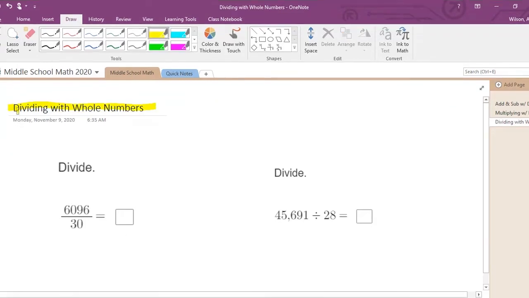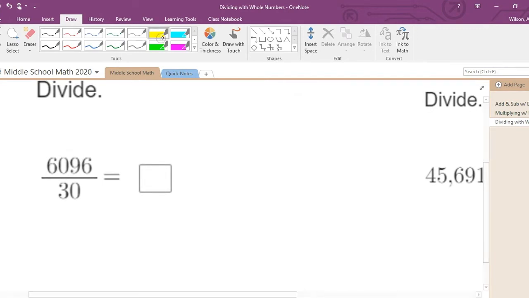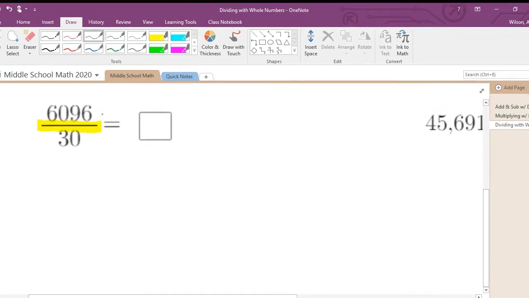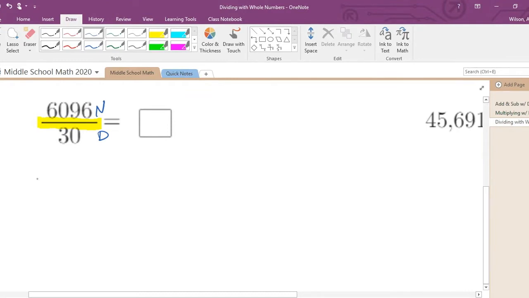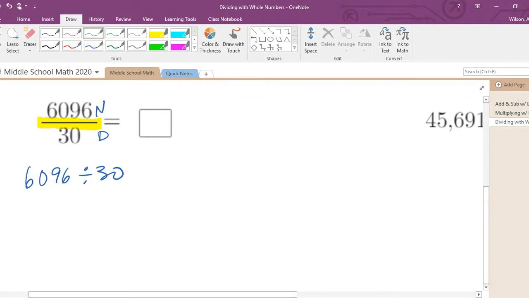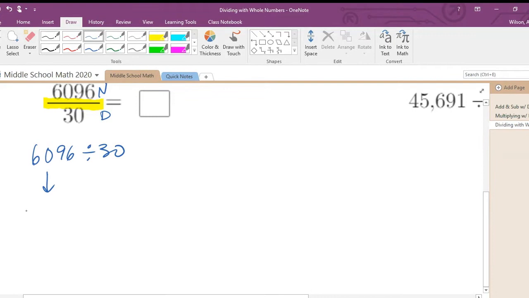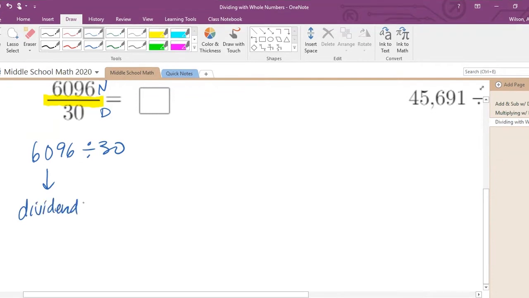Okay, today we are going to be dividing with whole numbers. Keep in mind that this fraction is actually a division problem because that line means to divide, and that is simply numerator divided by denominator. Or you could write it out this way, 6,096 divided by 30. Now, this numerator is actually now called the dividend. And the number you are dividing by is called your divisor.